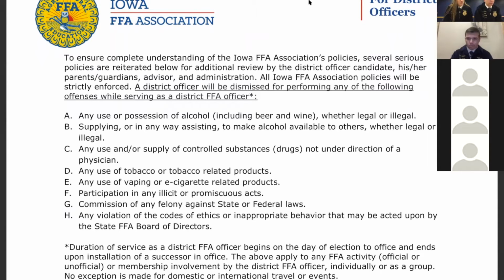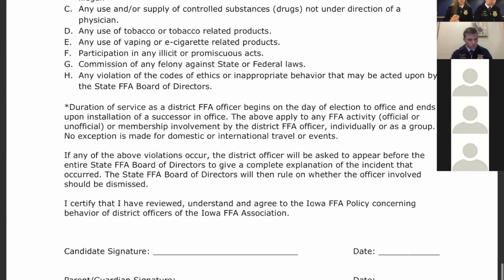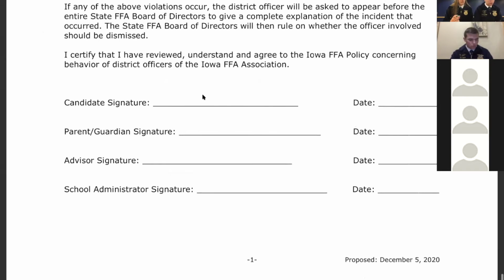I see we have a question here: when is the nomination committee form out for this year? I believe it's right when district officer and state officer applications come out, the nominating committee form will come out too. Just to clarify, a nomination committee member cannot be from your same chapter. That's all for district.